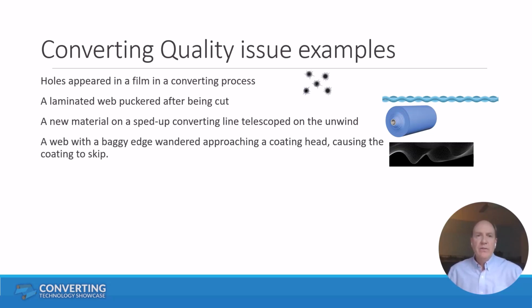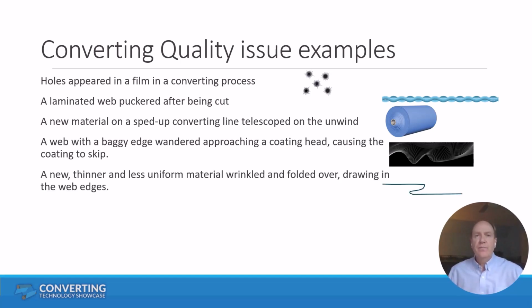One web had a very loose edge, a baggy edge, and it was being coated, so when that baggy edge approached the coating head, it wouldn't lay flat and the coating would skip. We had a new material. It was thinner, it had less uniform web properties, and it would wrinkle very easily. And so the wrinkles would grow, so much so that the wrinkles would fold over and draw in the web edges as it processed through the web path.